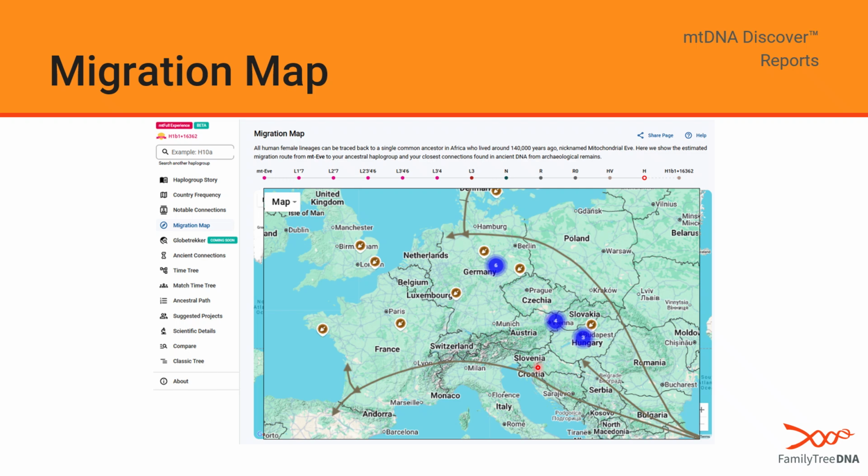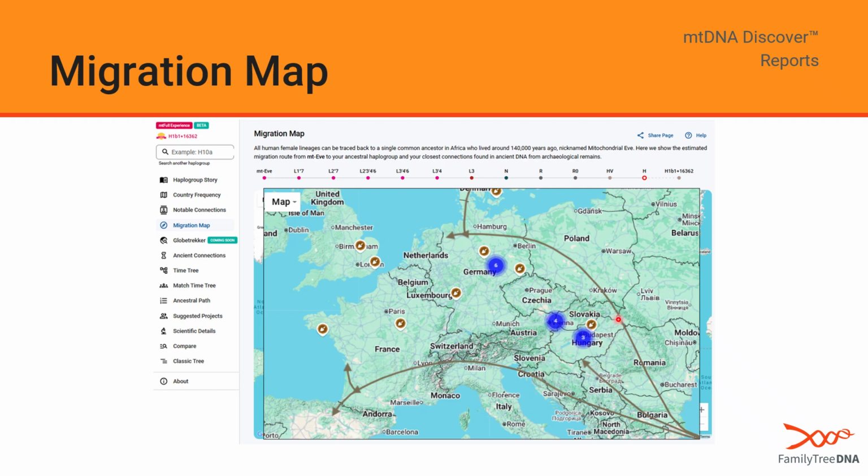But then we're also able to sequence ancient DNA. So this is DNA that's found in remains that are usually uncovered in archaeological digs or through other sources. And we're able to use various dating methods to place those in time as well as location. So let's go ahead and highlight some of these.